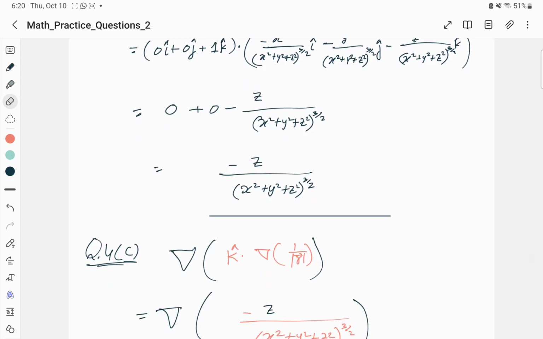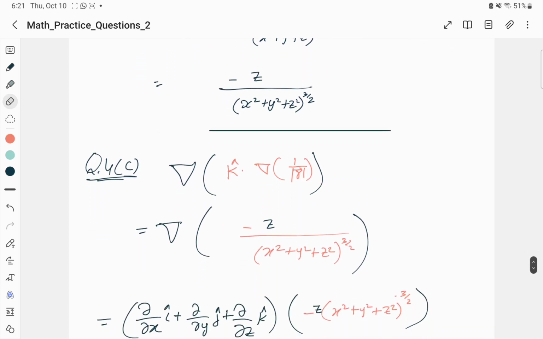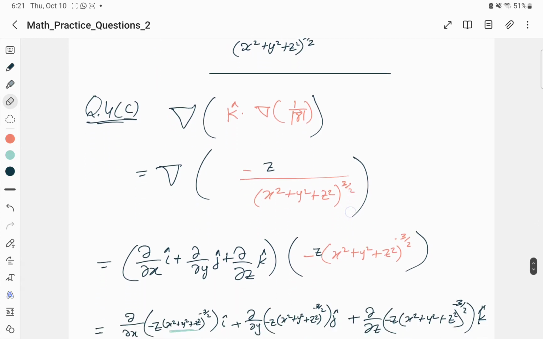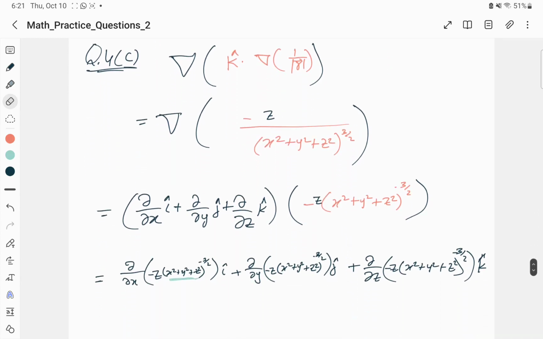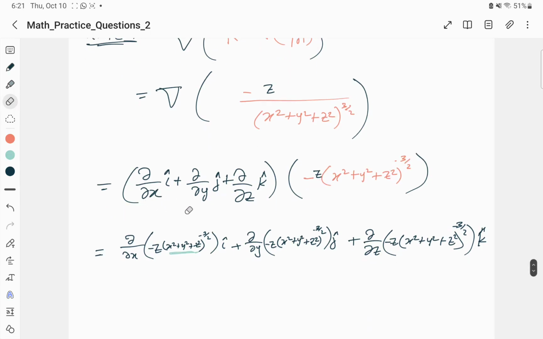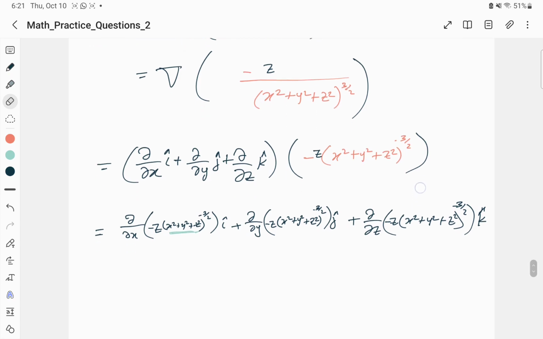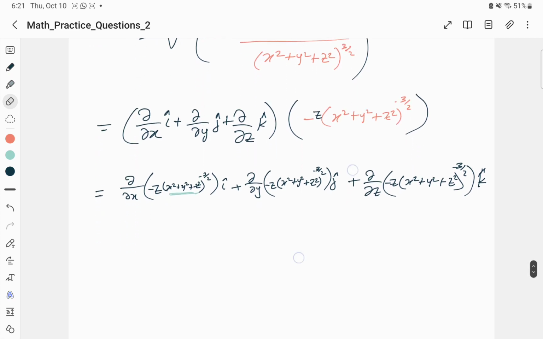In part C, they asked to find the gradient operator applied on this k dot del of 1 over r magnitude, which we have already calculated in part B. So let's write the answer for that. Now we are going to apply the gradient operator, which is partial by partial x i plus partial by partial y j plus partial by partial z k, applied on negative z over x square plus y square plus z square to power 3 by 2. I have just moved this into the numerator. Now we are going to simplify it.